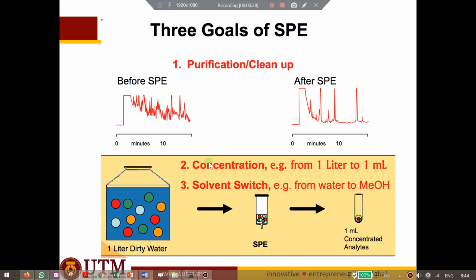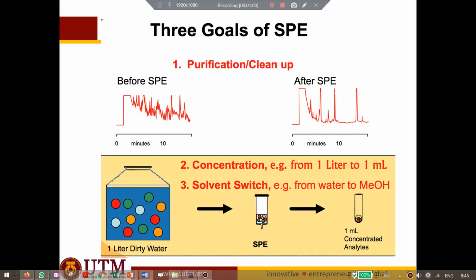The second one, we want to concentrate our analyte. For example, our sample is 1 liter. Let's say your sample is very trace, and the amount of your sample is 1 liter, so you can pre-concentrate to 1 mL. You load your 1 liter sample inside the SPE tube, but at the end you elute with 1 mL of solvent. Meaning from that 1 liter, the final elution is 1 mL. It depends on the final concentration you want.